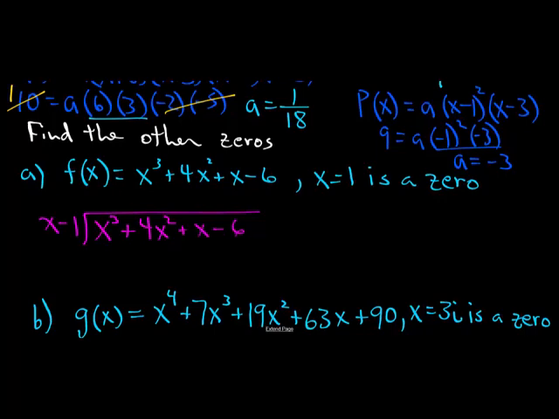Now, if indeed x equals 1 is a 0, then I should get 0 remainder here. I shouldn't get any remainder. So I start dividing. I've got x into x cubed, that goes x squared. And then I multiply. Okay, there we go. And then I subtract, so that's going to be 5x squared.